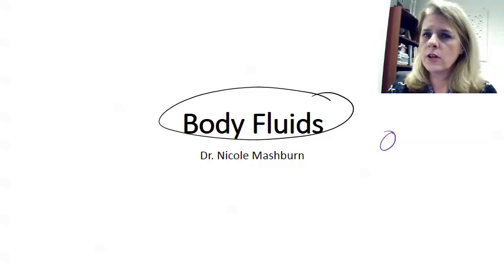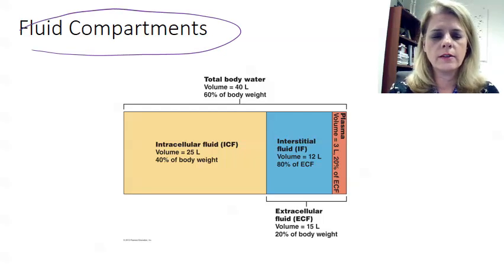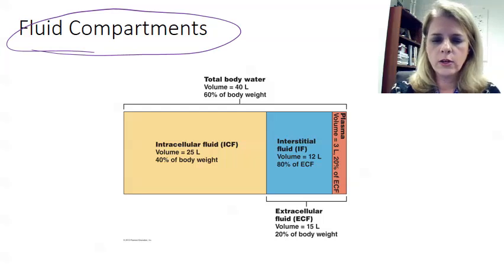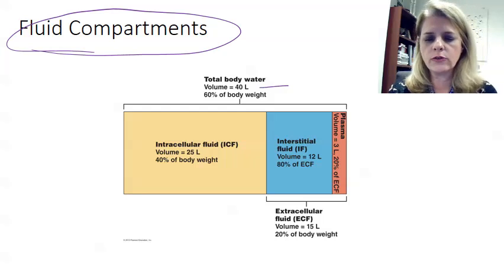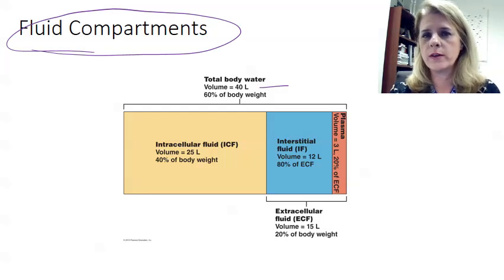This is an introductory topic. We cover this in even more detail as we move through the course, but I just want to introduce these topics to you now. When you talk about fluids, we divide our body into compartments. If you think about an adult male, you have about 40 liters of water in your body. So all of the water in your body, if you could squeeze it out like a sponge into a measuring cup, would be about 40 liters. And that's about 60% of your body weight.